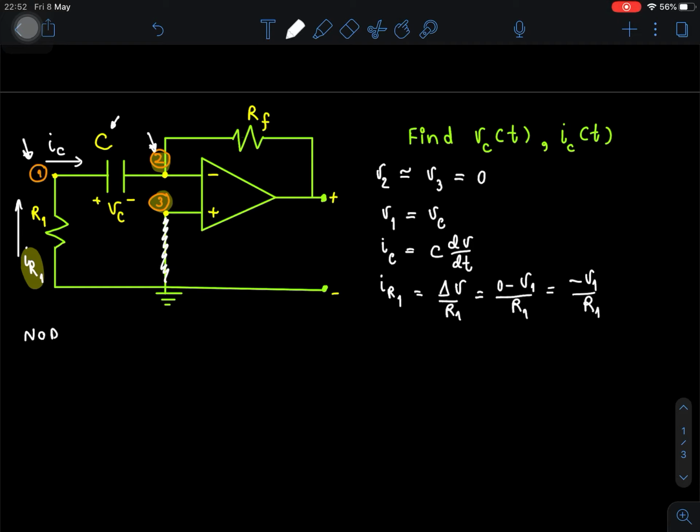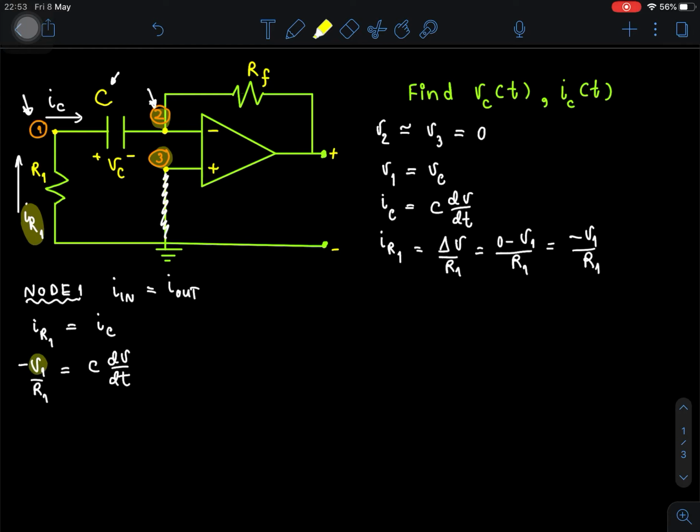Let's take a look at node 1. We know that the current in will be equal to the current out, and that is I sub R1 equals I sub C. We found out earlier that I sub R1 is basically negative V1 by R1, and I sub C is C dV by dt. We also know that V1 here is equal to Vc. So we substitute that in, we have negative Vc by R1 equals C dVc by dt.